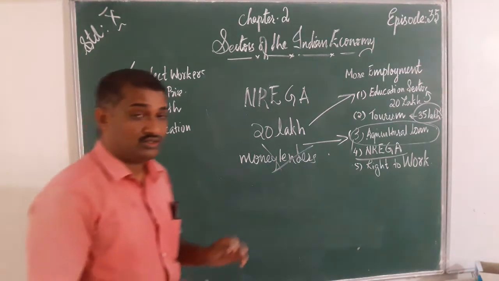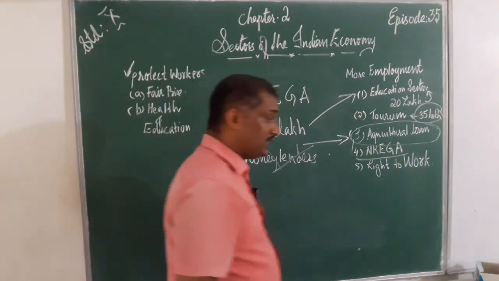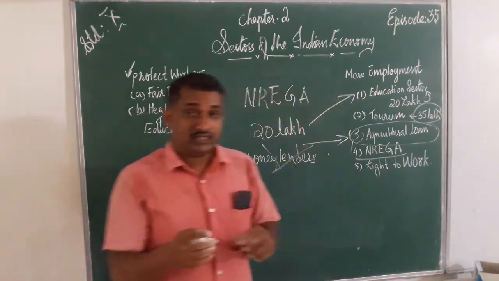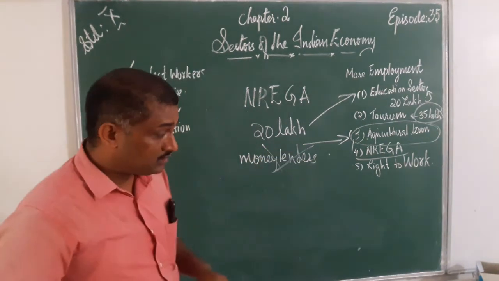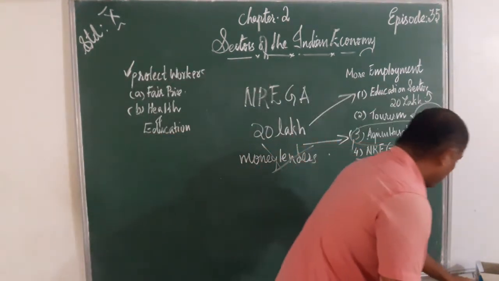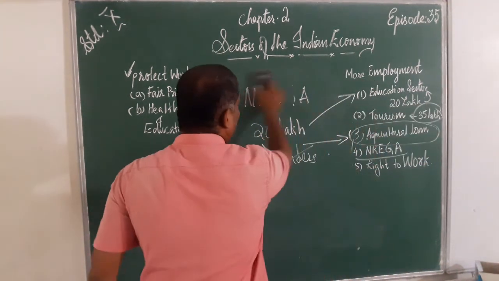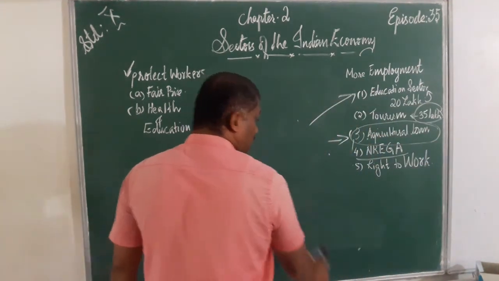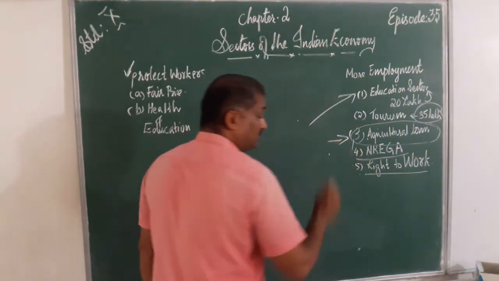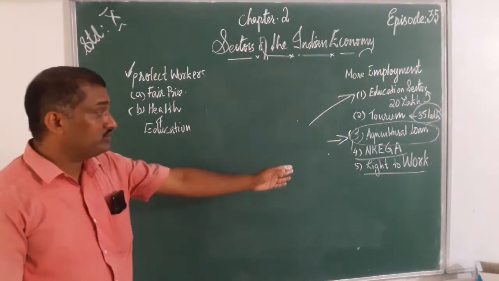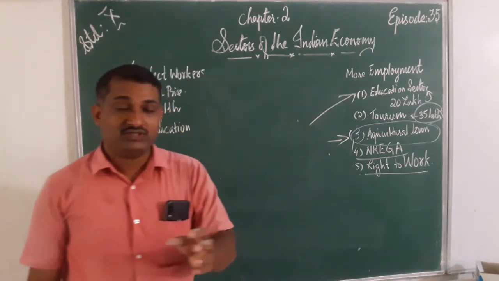They don't need to worry about a job. At least 100 days they will get. Suppose the government fails to give 100 days of work, the government will give compensation. That is the policy introduced by our government. Next is the right to work. Every Indian has the right to live and the right to work. The Right to Work Act was also passed by our government. That ensures people get the opportunity to stay and work freely without any fear.